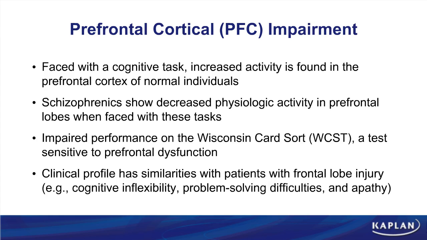When schizophrenics are given the Wisconsin card sort test, which is a test sensitive to prefrontal dysfunction, they will definitely find deficits in that area. And when compared to patients who have frontal lobe injury, their profiles are very similar, meaning they have problems solving tasks, they can be apathetic, and they have cognitive dysfunctions.